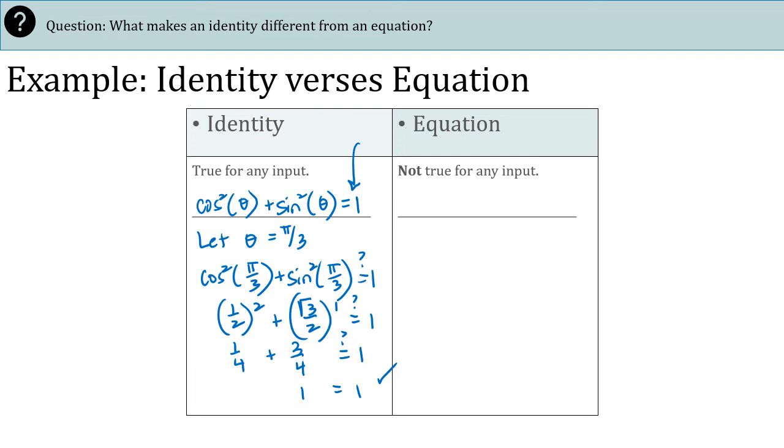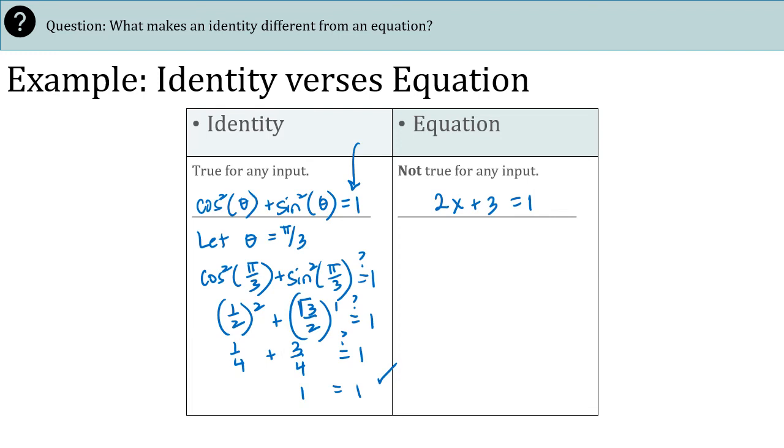Now, let's look at an example of an equation. For example, the equation 2x plus 3 is equal to 1. Does it matter what x value we put in there? If I put in any x value in there, will it always equal 1? And the answer is no.